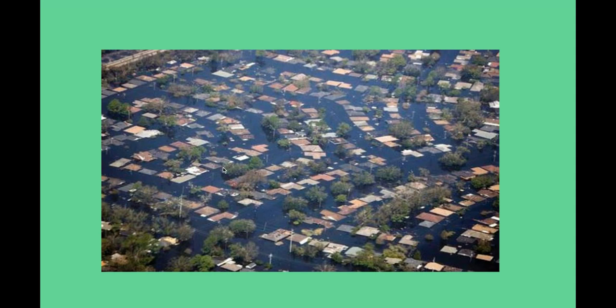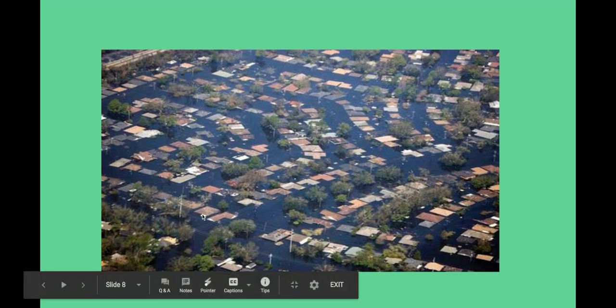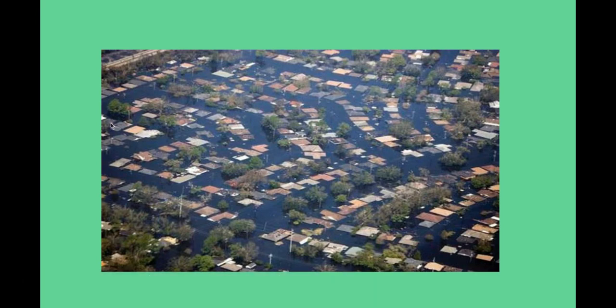This is a picture of New Orleans after Hurricane Katrina. The storm had passed, but there was so much flooding. These are the tops of houses. The water is up to the roofs. And so this is an example of, look at all these houses. These are all houses where people live.